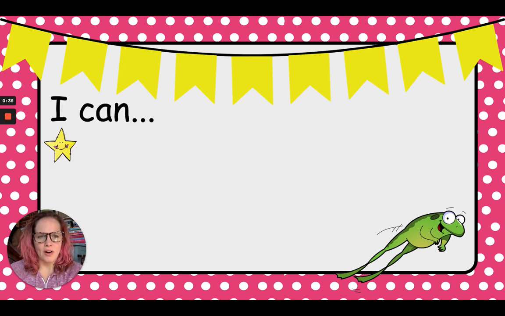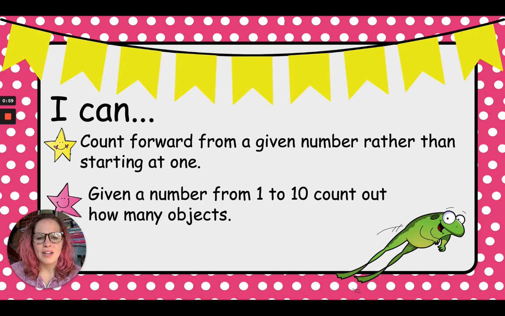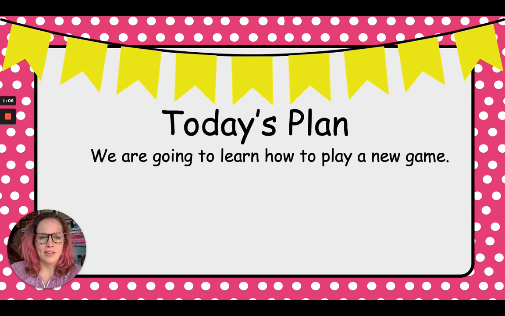Today, our objectives are: I can count forward from a given number rather than starting at 1. So that means if we wanted to count to 10 and we start at 5, we wouldn't go 1, 2, 3, 4, 5, 6, 7, 8, 9, 10. We would start at 5. So we'd go 5, 6, 7, 8, 9, 10. I can, given a number from 1 to 10, count out how many objects. All right, we're going to practice with this today.